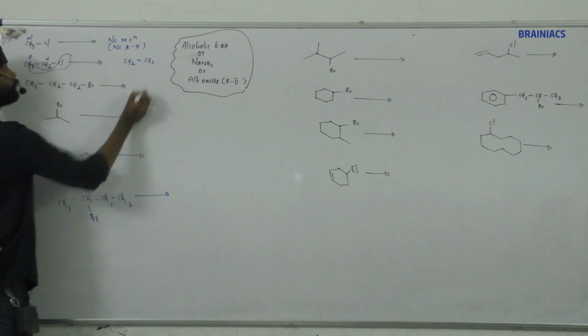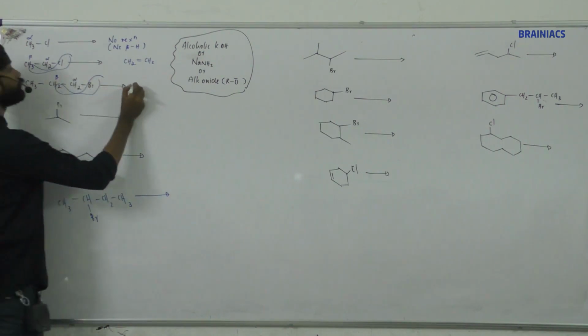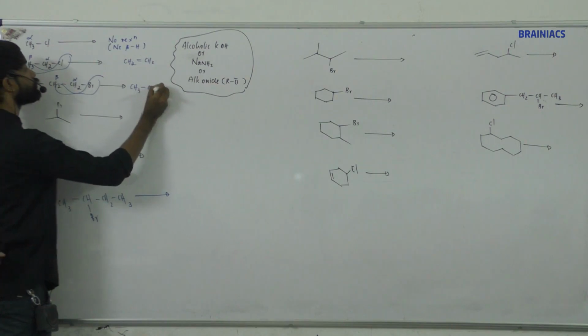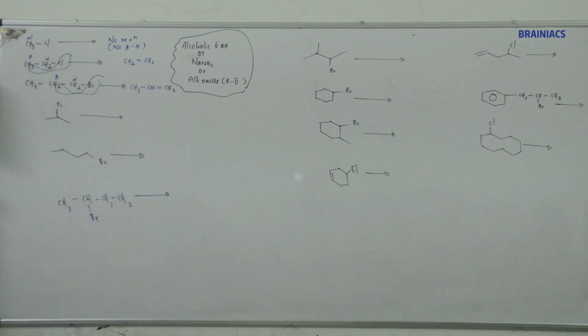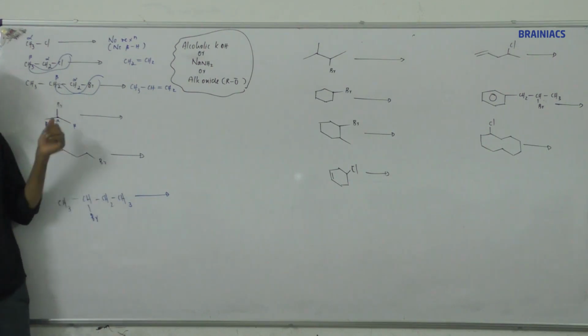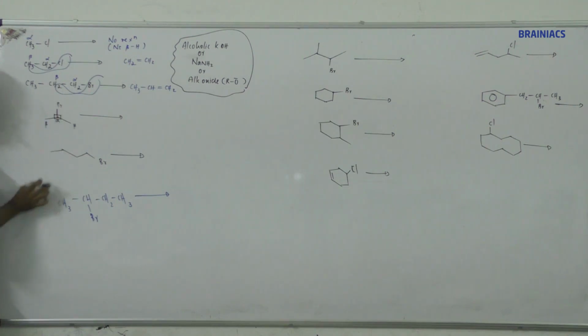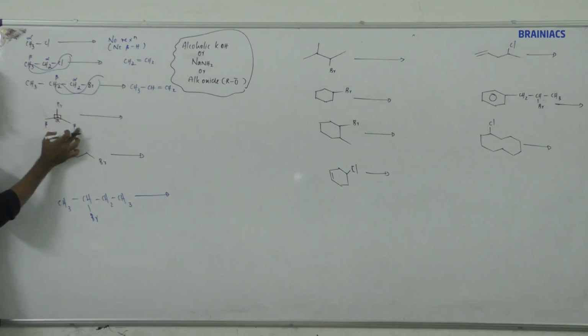CH2 double bond CH2. Agreed. Is it okay? Alpha, beta. CH3 CH double bond CH2. Listen. So alpha, beta, beta. There are two different betas, but they are identical with respect to the alpha, right? This is your alpha. With respect to this alpha, this beta and this beta are the same, right? So there is only one.